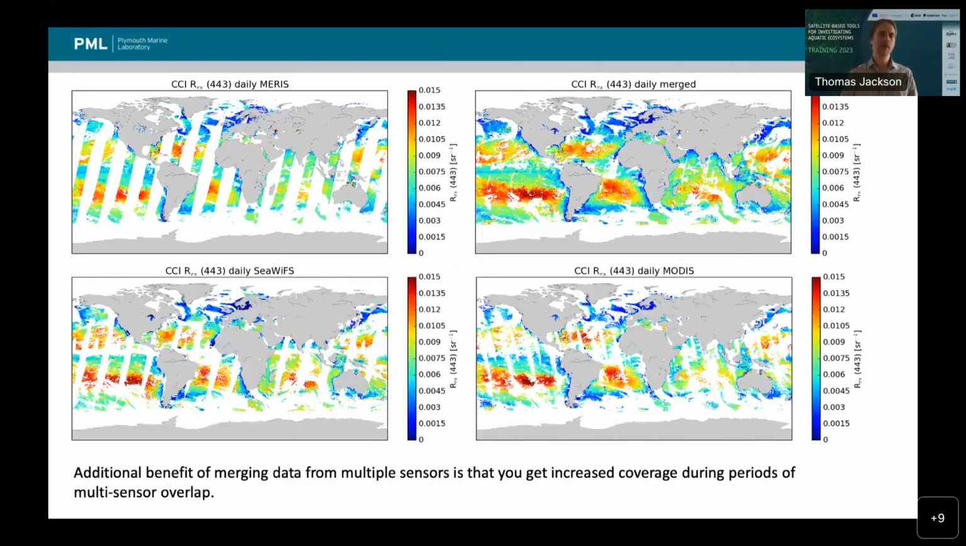One of the added benefits of merging sensors to get the time series we need of 20 or 25 years is that we also increase the coverage. The top left, bottom left and bottom right panels here show individual daily composites from three different sensors: MERIS, SeaWiFS and MODIS. In the top right, you can see the merged data set. So not only does our time series grow in length by adding these sensors together into a merged record, we get much better coverage, and that means there are also fewer gaps in the record. It's a win-win. We get multiple benefits from merging the data sets.